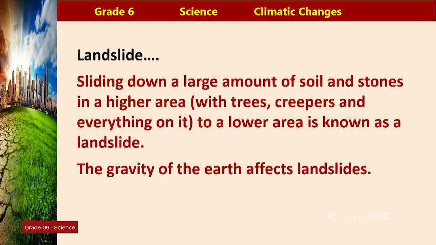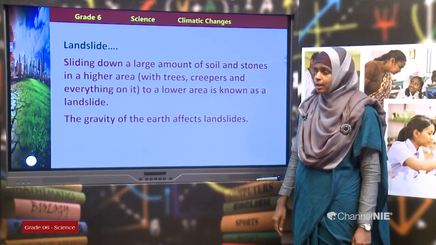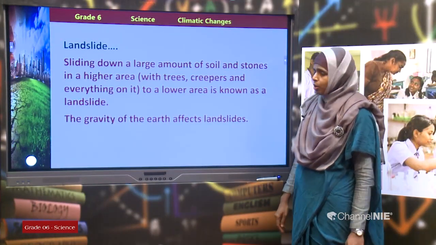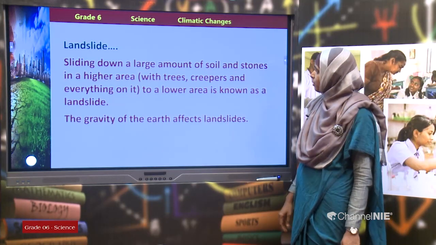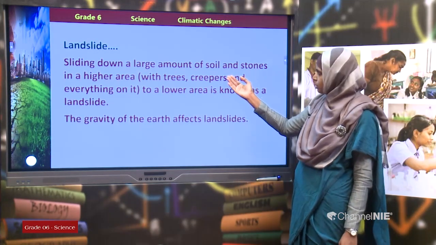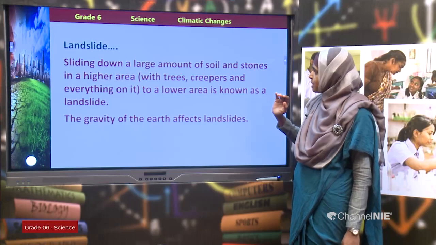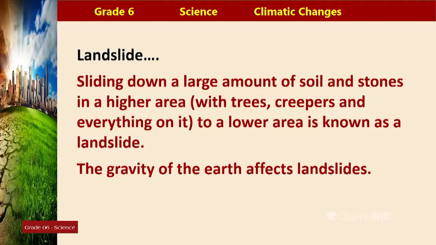Let us see what a landslide is. As you saw in the video, a large amount of soil slides down, along with stones, huge boulders and rocks from a higher area, with all the trees, creepers and everything on it. Ultimately all the buildings and even humans are carried to a lower area. It is called a landslide, right.